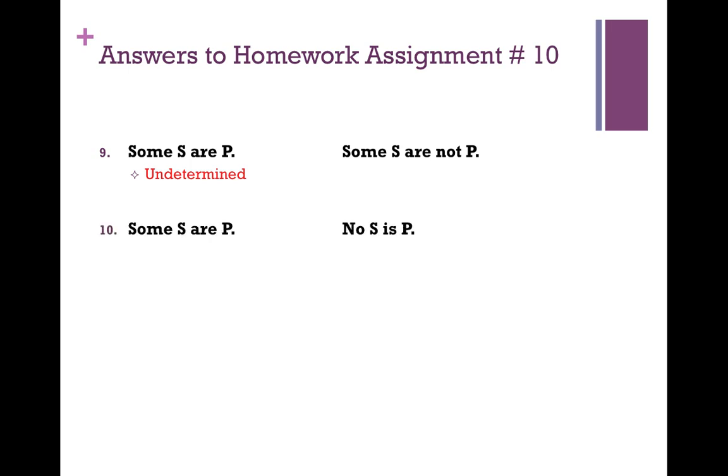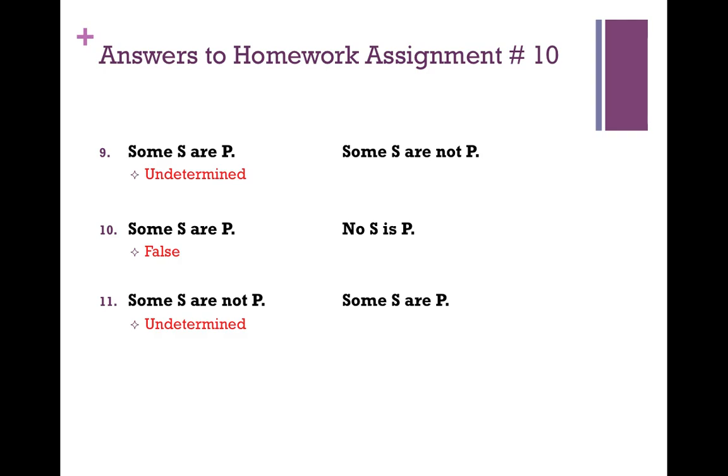Some S are P. If we assume this is true, then no S is P would be false. Again, these are contradictory propositions. And if they're contradictory, that means if one is true, the other is false, and if one is false, the other is true. Some S are not P. If this is true, then we cannot know the truth value of some S are P. This is just the mirror opposite of problem number 9, stated two problems ago.